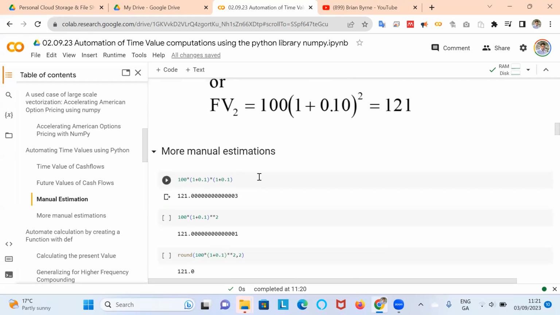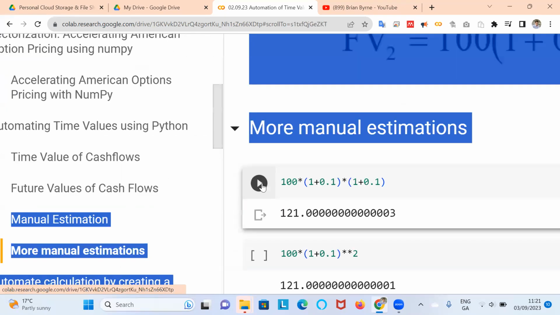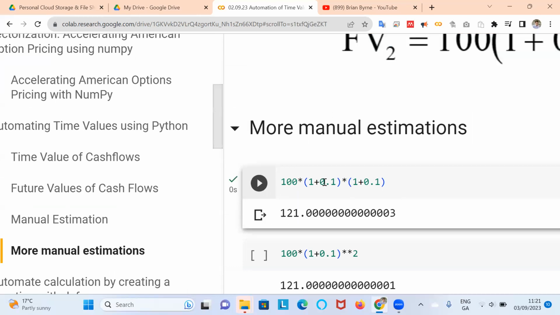And the manual estimation here is relatively straightforward. We take our $100 and invest at 10%. So it's 1.1 multiplied by 1.1, and we get 121. And again, if we wanted to round to 2 decimal places, like all programming languages and all computations, a small artifact is sometimes introduced, the same as in Excel. So rounding it there simplifies that a little bit. So $121 at the end of 2 years.